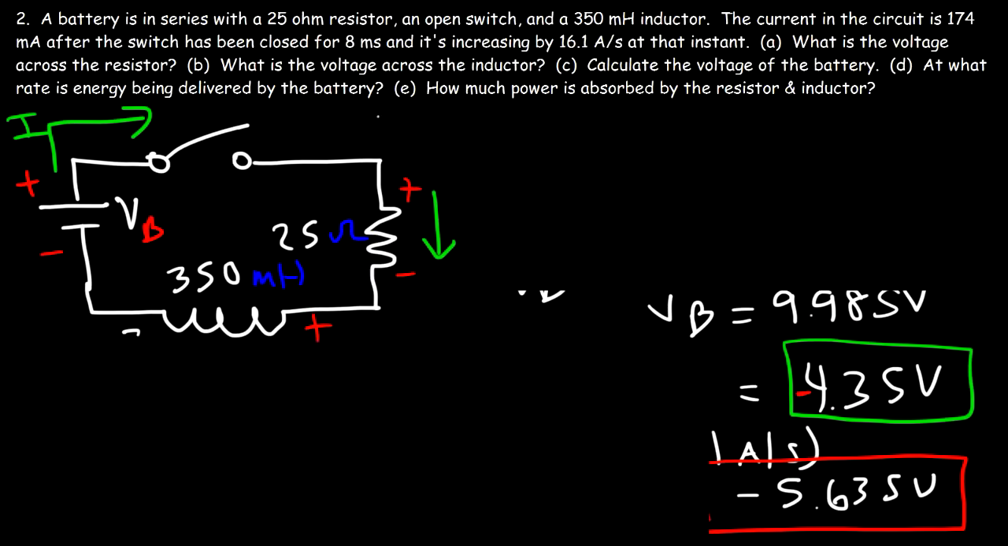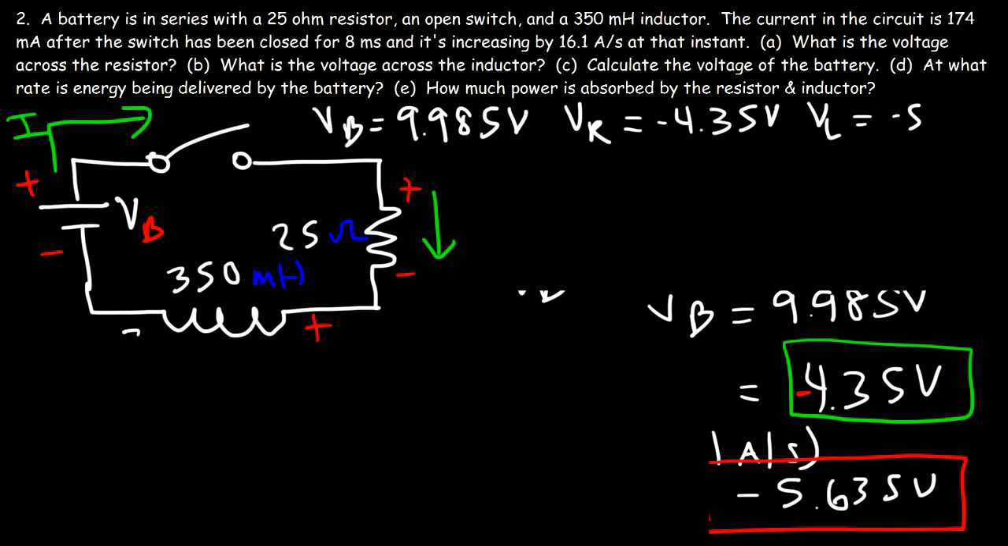So I'm going to rewrite these values on top. VB is 9.985. VR is negative 4.35. And VL, negative 5.635. And so that's it for part C.